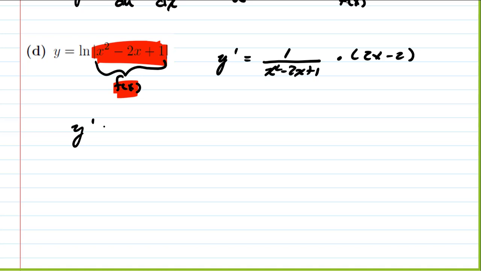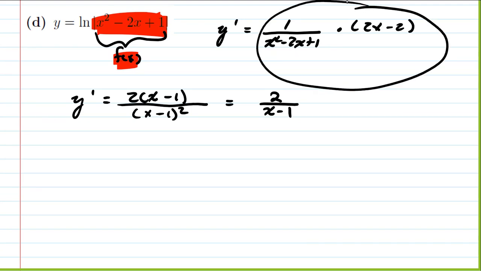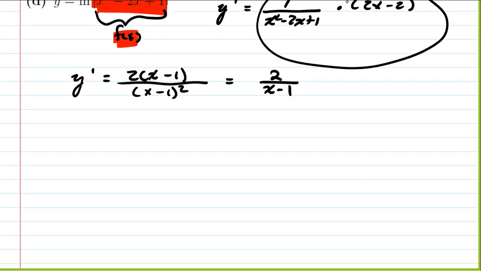And if we want to clean that up a little bit, we can factor out a GCF of 2 out of the numerator, and then the denominator actually factors into x minus 1 squared. So then we end up with just 2 over x minus 1. And that would be our derivative. But as mentioned in the past, if you just put the unsimplified form into WebAssign, that is also a correct answer. This one's just a little bit more simplified.